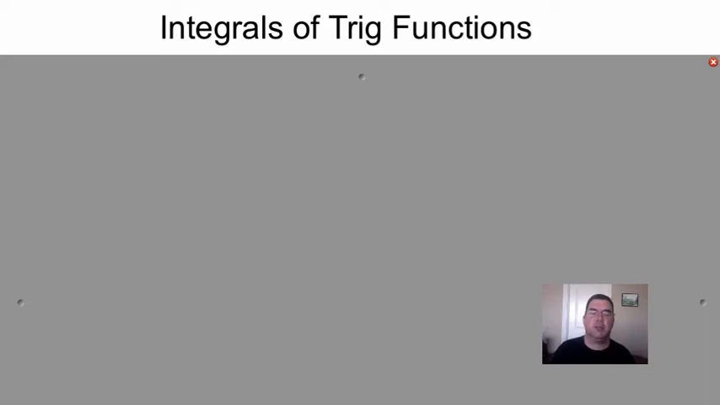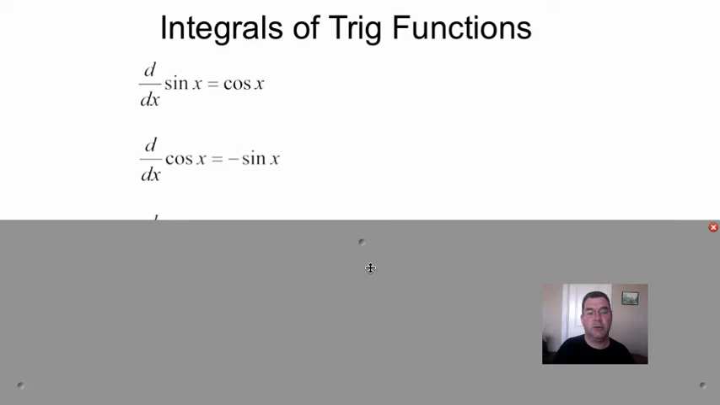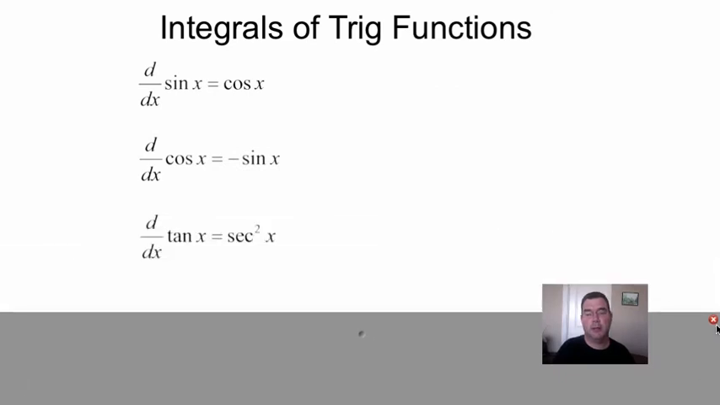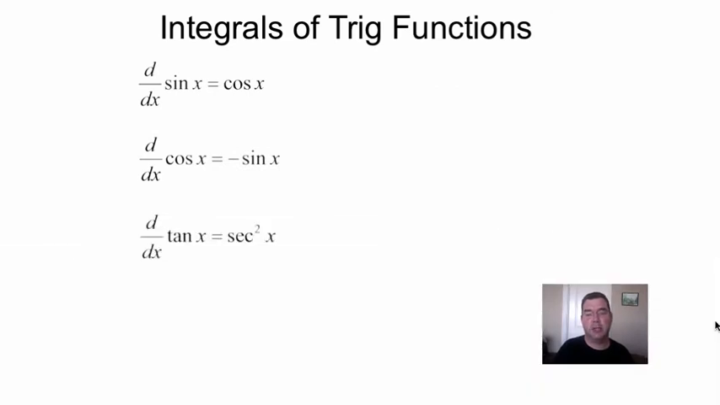All right, we're going to talk specifically about integrals of trigonometric functions. So first, let's talk about the derivatives of those functions. The derivative of sine is cosine, so that means that the antiderivative of cosine would be sine x plus c.